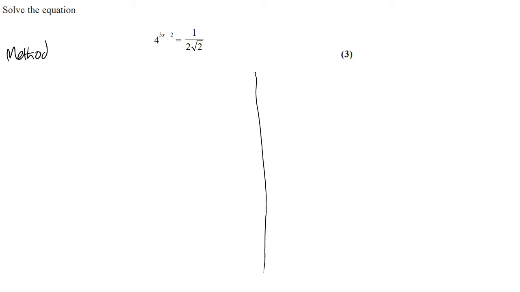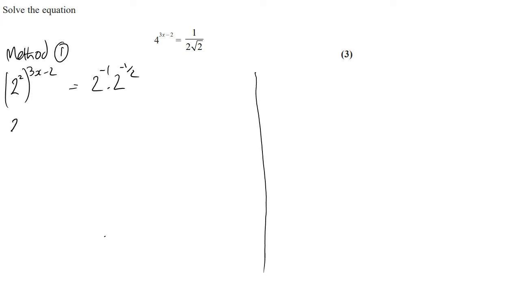When looking at the powers, the bases need to be the same. On the left hand side we have a base of 4, and on the right hand side a base of 2. It just so happens that 4 can be put as a base of 2, so we're going to put 2 squared, and then it's going to be the 3x minus 2, and on the other side we're going to put 2 to the minus 1 times 2 to the minus half. Now we've got the bases of both being 2.